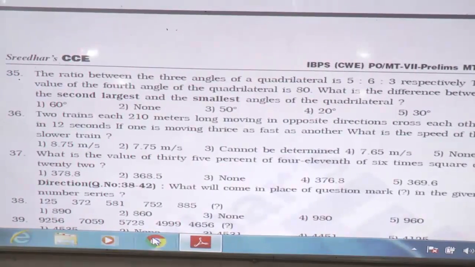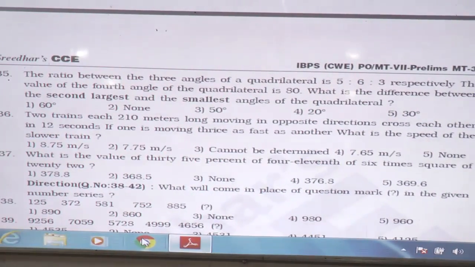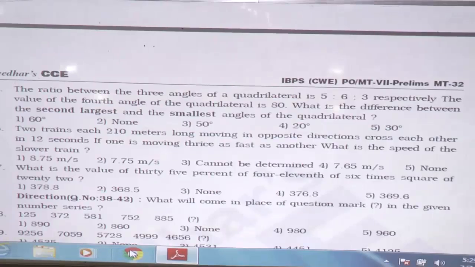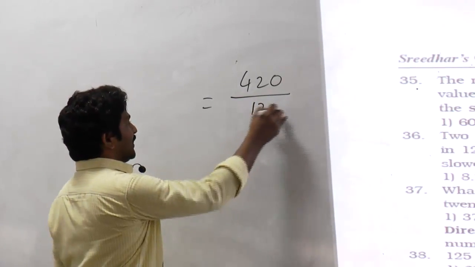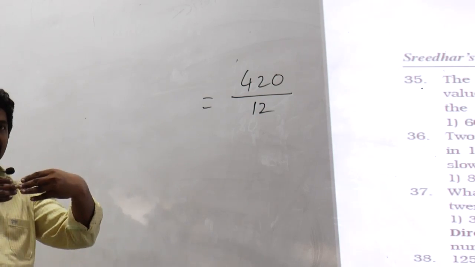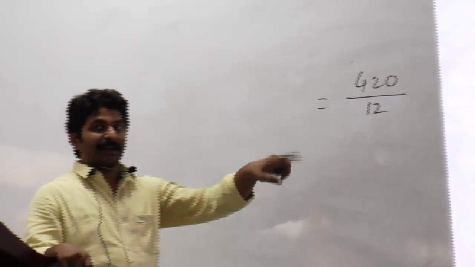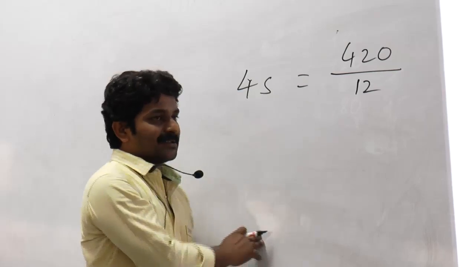Next. 2 trains each 210 meters long moving in opposite directions cross each other in 12 seconds. If one is moving thrice as fast as the other, what is the speed of the slower train? You are asked about the speed of the slower train. If a train tries to cross another train, distance will be equal to the sum of the lengths of the 2 trains. How much is that? 420. And total distance by total time is given. It took 12 seconds. Total distance by total time is the relative speed. If they both are moving in opposite directions, relative speed becomes S1 plus S2. One speed is thrice the other, so one is 3s and the other one is s. Relative speed becomes 4s.